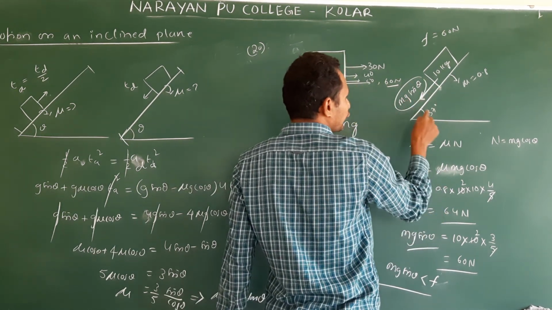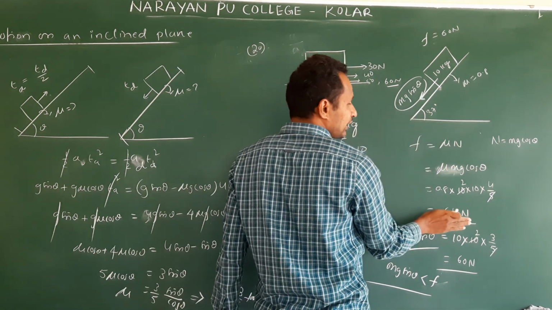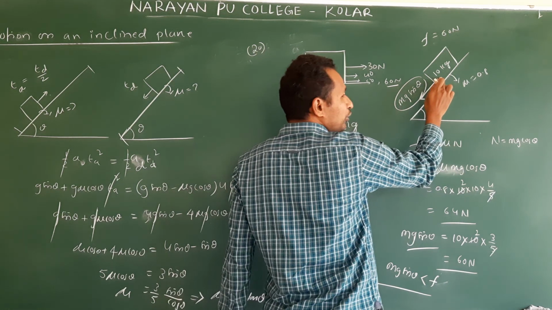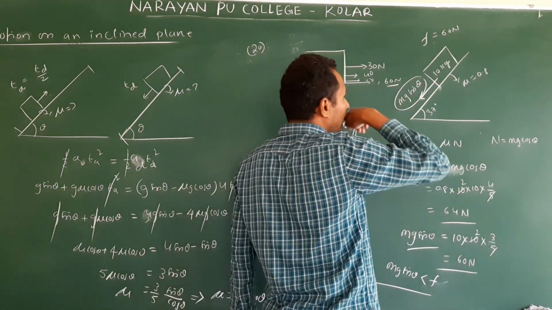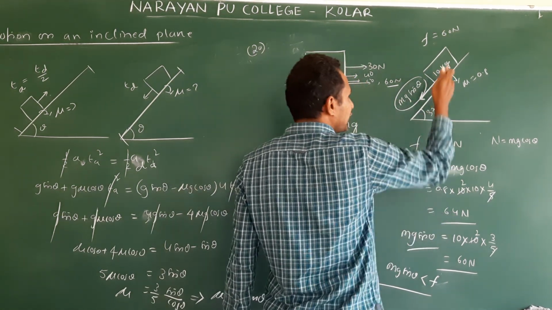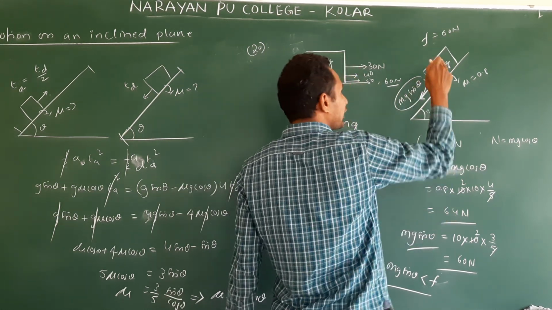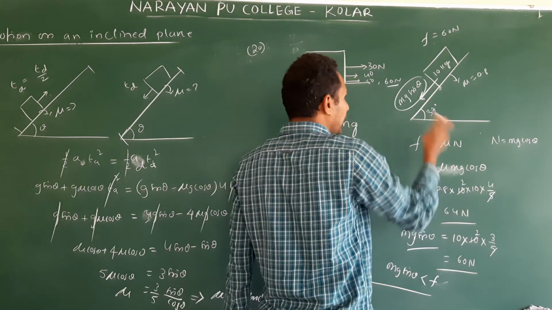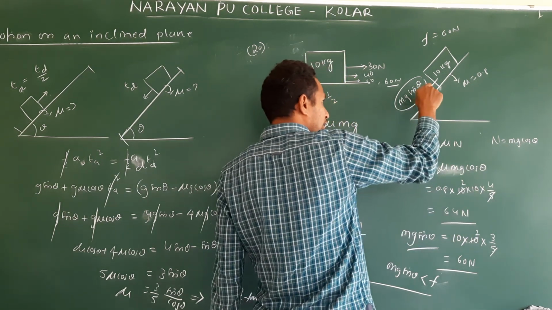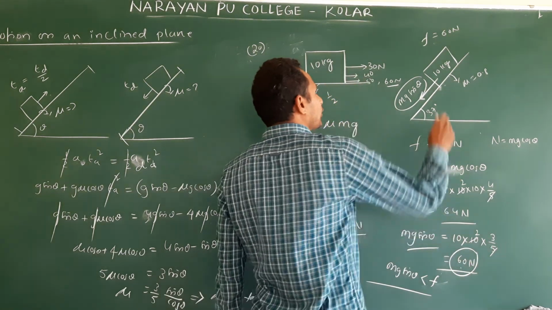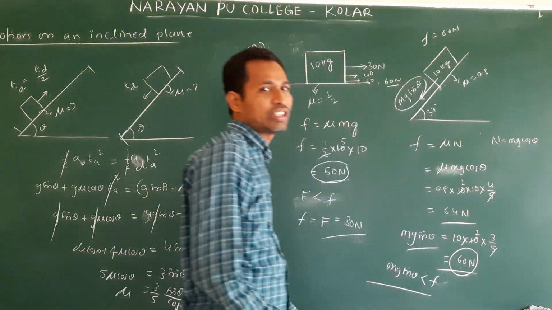When it reaches 64 by changing the angle, but that is not a discussion here. Until mg sin theta reaches 64, the body tends to move but will not slide down. Once it reaches 64, it will start sliding down. If mg sin theta is more than 64, in that case friction will be 64. But for the given problem, mg sin theta is only 60 Newton, so friction is adjusted to 60 Newton.